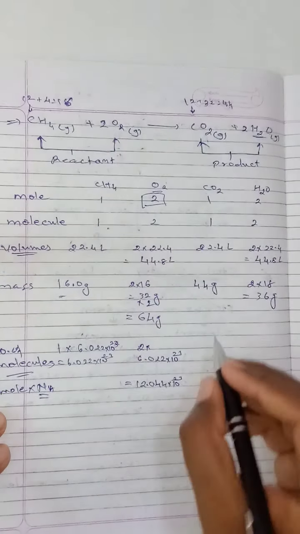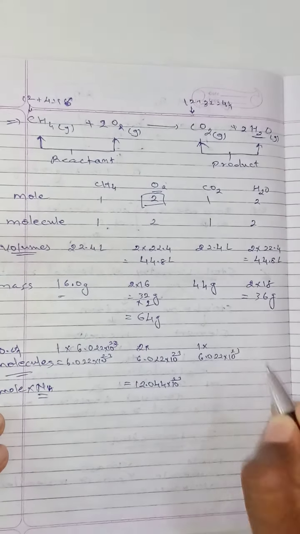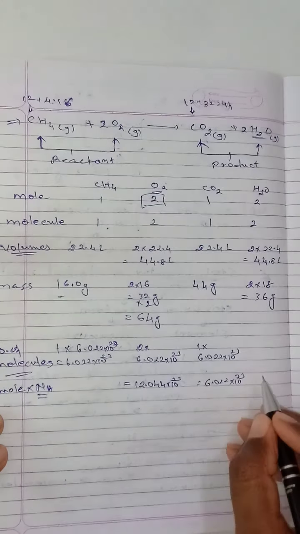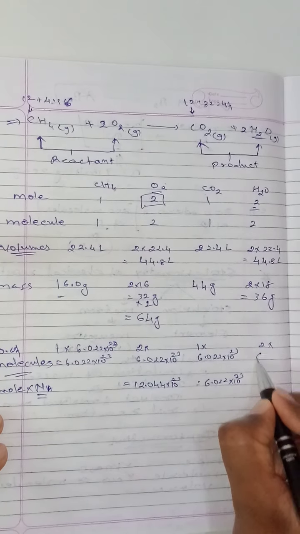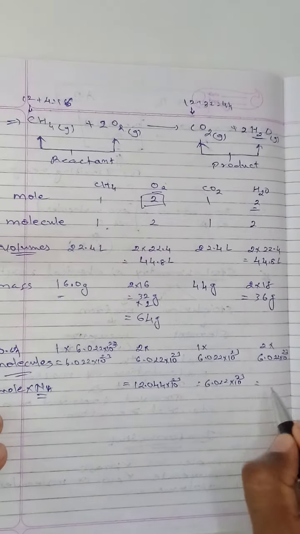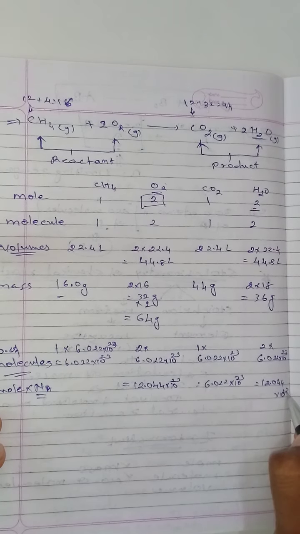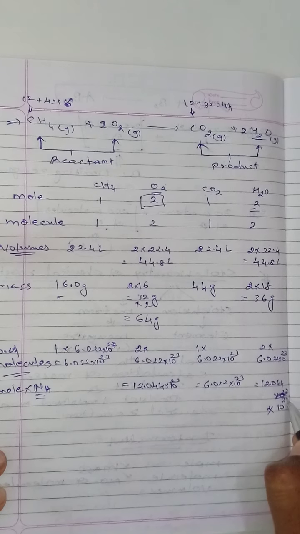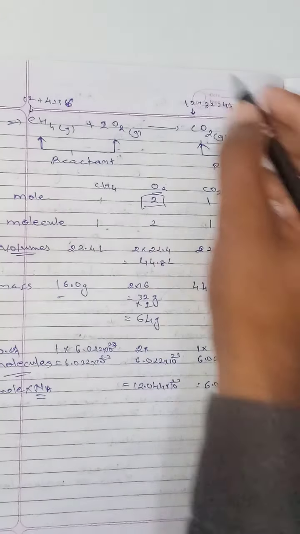Here 1 mole, so 1 multiplied by 6.022 into 10 raised to 23 is equal to 6.022 into 10 raised to 23. Here 2 mole of water, that's why the number of molecules is 2 multiplied by 6.022 into 10 raised to 23, which is equal to 12.044 into 10 raised to 23. Okay friends, so this all data is available from the stoichiometry of chemical reaction.